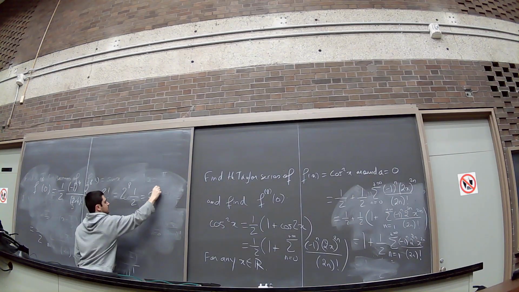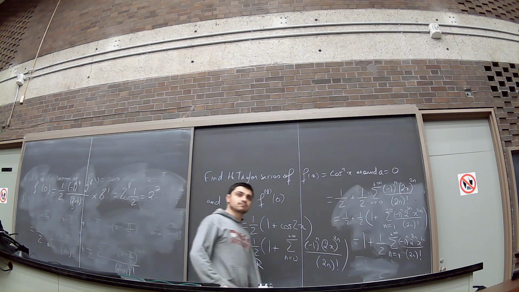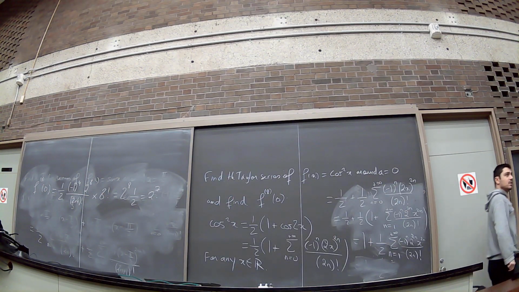Let's do this. Did I make a mistake? n is equal to 4, that's good. 2 to the 8, 8 factorial. Yeah. Is it clear or not, folks? Is it clear? Yes. Should we add the plus 1 at the end?